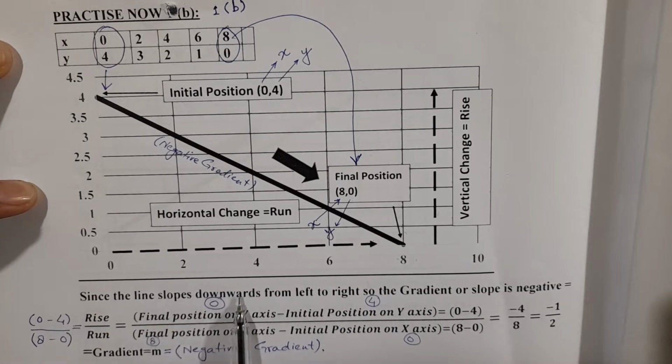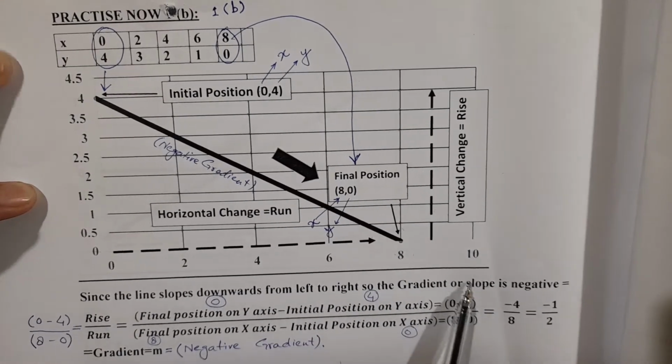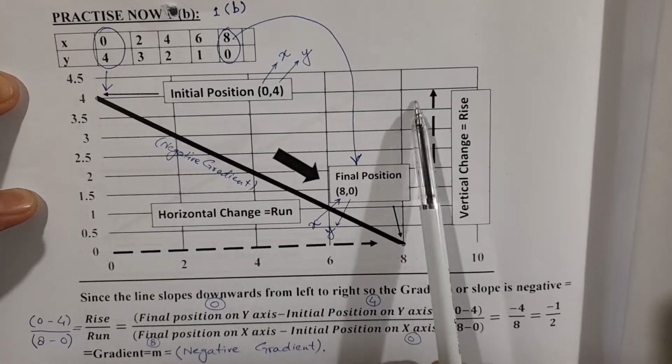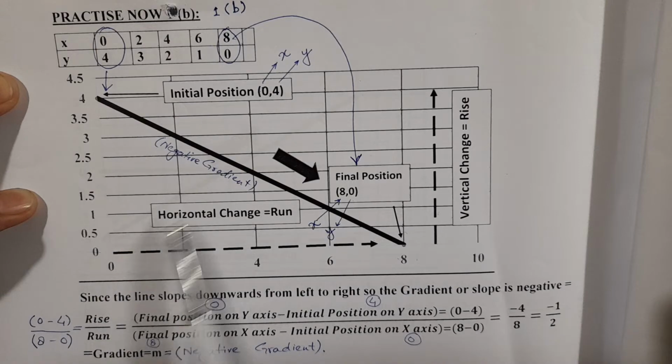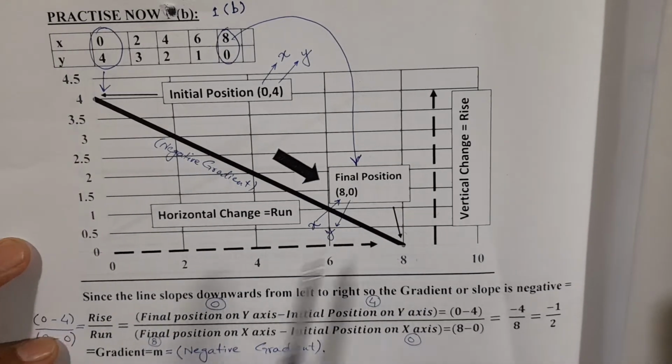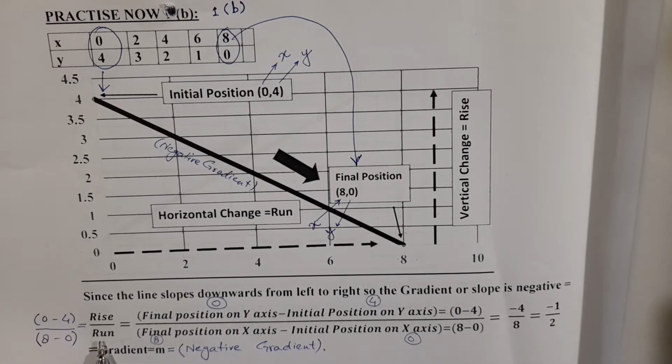Since the line slopes downwards from left to right, the gradient or slope is negative. So this is a negative slope. If it had been sloping the other way, it would be a positive slope. Now it is a negative slope. Now we know that rise divided by run is equal to the gradient.